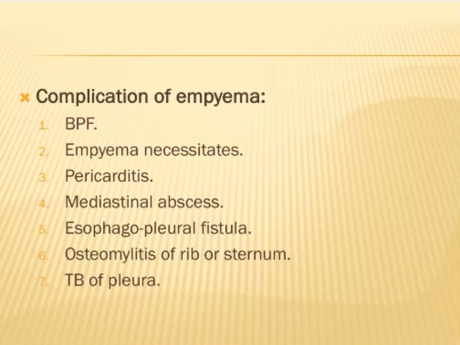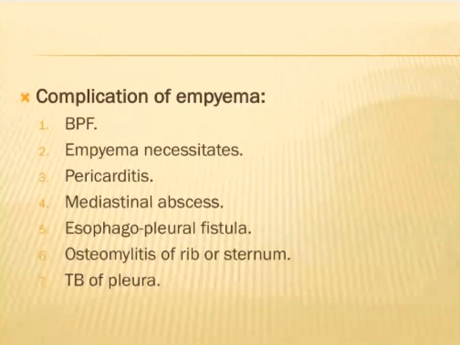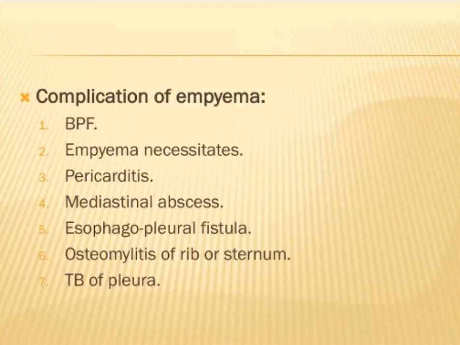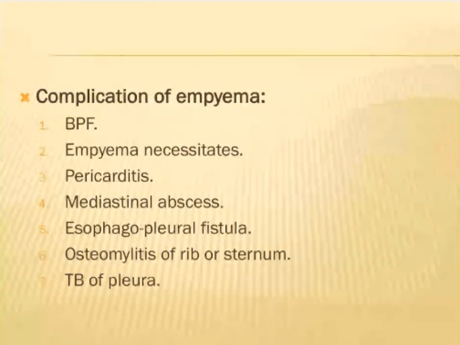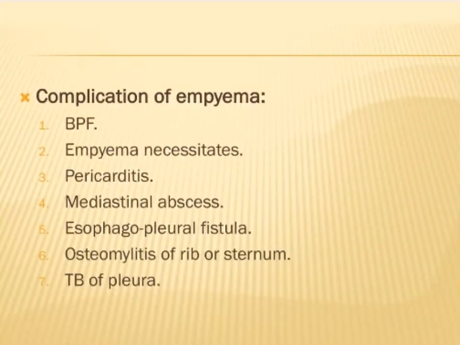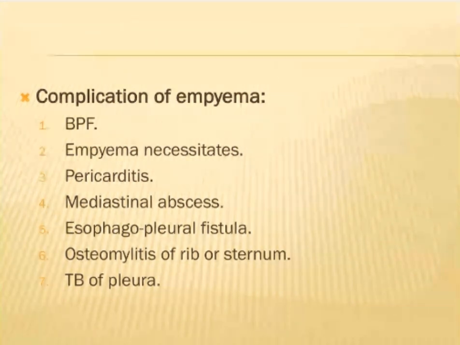A complication of the empyema, a serious one, is when you have a bronchopleural fistula, or it may affect the chest wall. This is what we call empyema necessitans. It may go to the pericardium, leading to pericarditis, or lead to a mediastinal abscess, or go to the esophagus, leading to a broncho-pleural-esophageal fistula. Or, because of the chronic infection, it may erode the rib or the sternum, leading to what we call osteomyelitis of the ribs or the sternum.